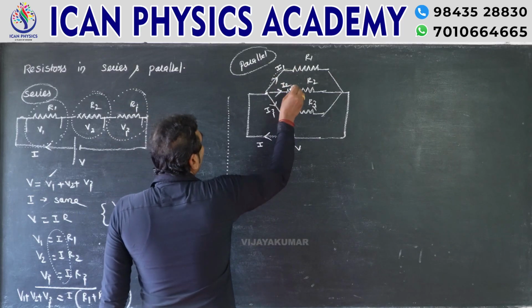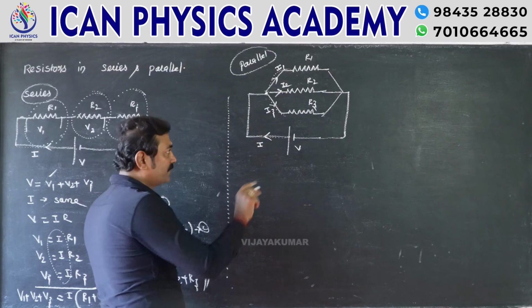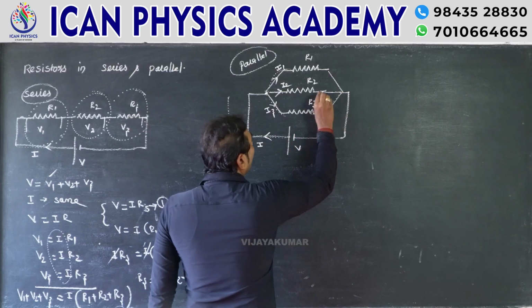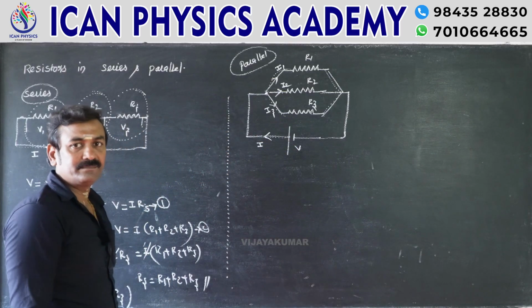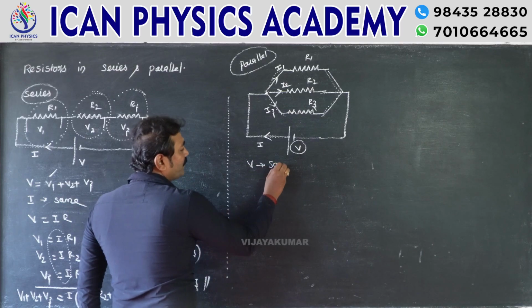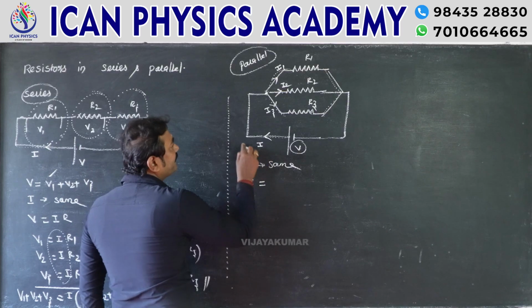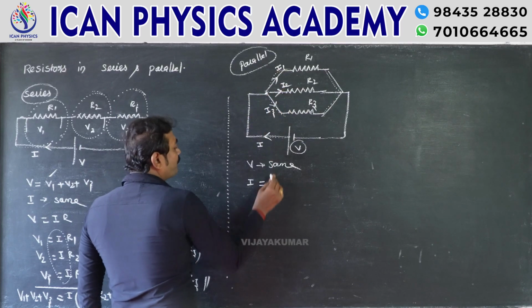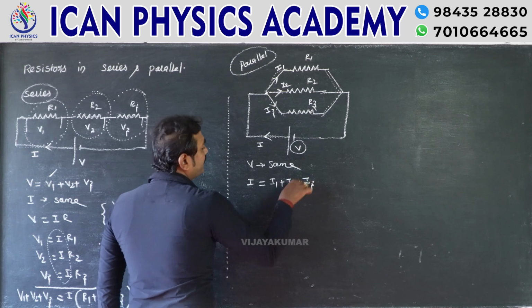Here, all the terminals are connected at one single point. On the other side as well, all the terminals are connected at a single point. So the potential will be the same. But what about the current? The current I equals I1 plus I2 plus I3.